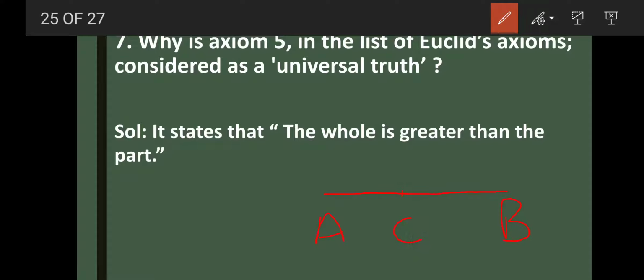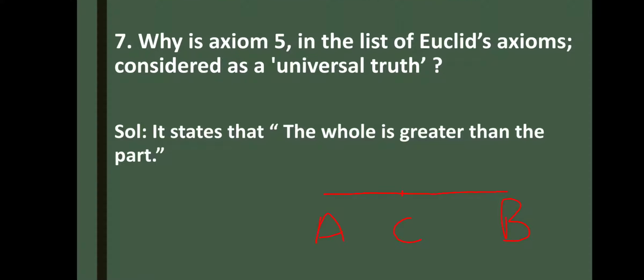Now we have its two parts, AC and BC. Visually you can see that AC and BC, the two parts, are always smaller than the whole, that is AB. That means the whole, AB, is greater than the parts, AC and BC. Okay, now the next thing is why it is a universal truth.